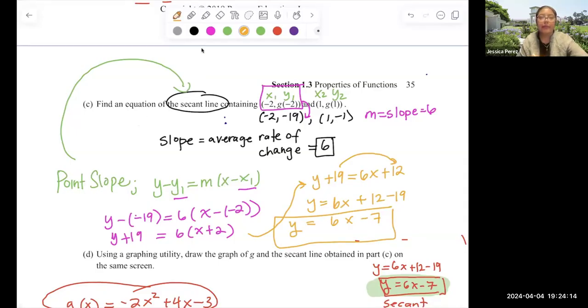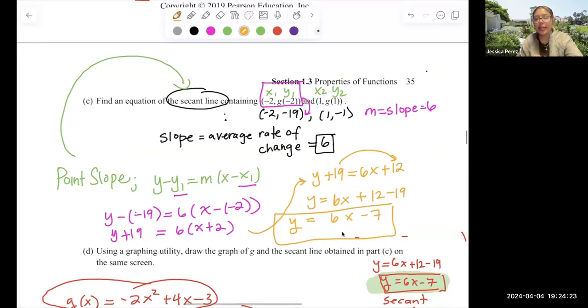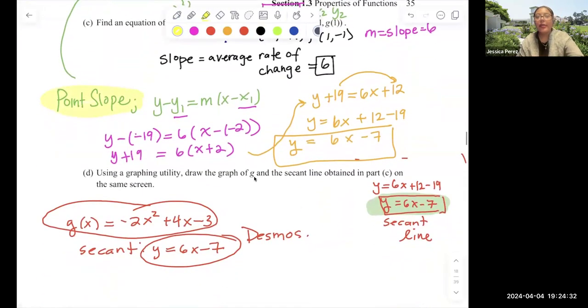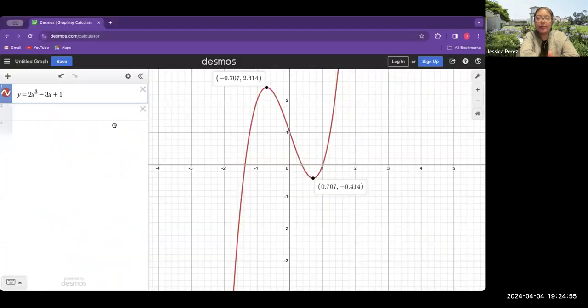Okay. So 6x minus 7 is our answer for letter C. That is the secant line. See how everything goes back to something that you learned already? It's the point slope. So what we're going to do is use a graphing utility to graph the function g, which is this quadratic, and then use Desmos to find the secant line. So we know both the g and the secant line, and we want to see how that looks in our graph. We want a visual representation, and the way we're going to do that is using Desmos, or technology, as they say.